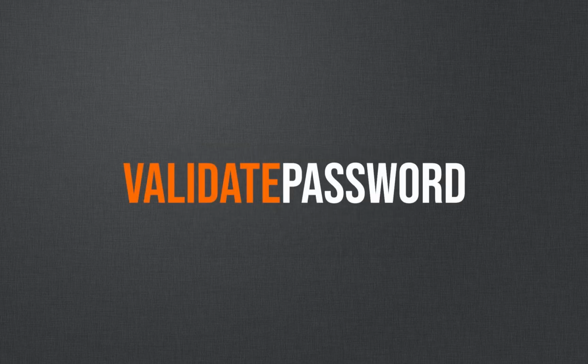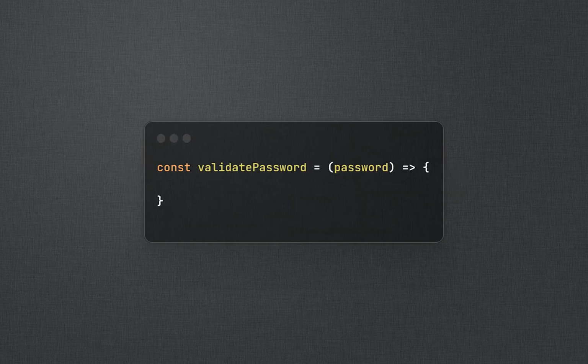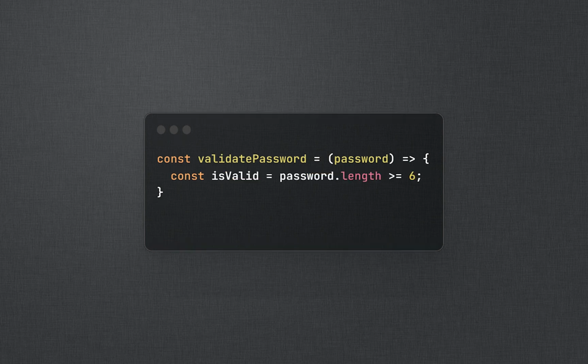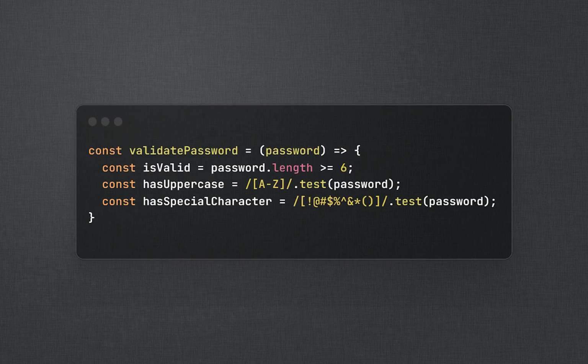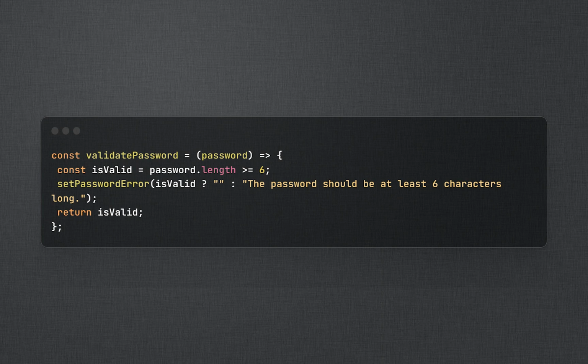Now we can create the validatePassword function and do the same. Here we can add all the things needed to validate the password. In this case, I will only add the condition that the password needs to be longer than 6 characters, but you can add conditions so that the password needs to have an uppercase letter, special character, etc.